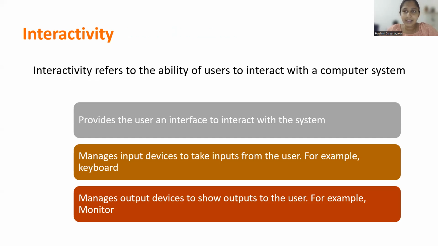Under the interactivity, we can categorize what are the colors used in the interfaces, what are the font types, font style, and what are the icons that we are going to use in the operating system interface. These things decide how much interactivity can occur with the support of the operating system.